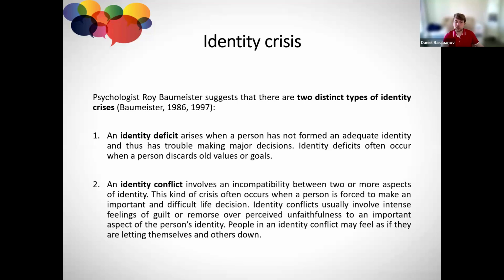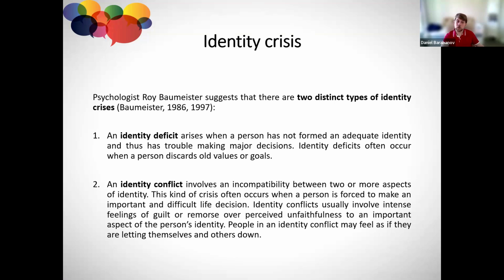So identity conflict is a different type of identity crisis. It involves incompatibility between two or more aspects of identity. So they contradict each other and you need to make a choice. This type of crisis often occurs when a person is forced to make an important and difficult life decision. Identity conflicts usually involve intense feelings of guilt and remorse and perceived unfaithfulness to important aspects of a person's identity.